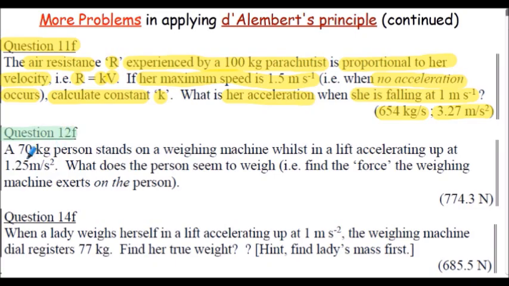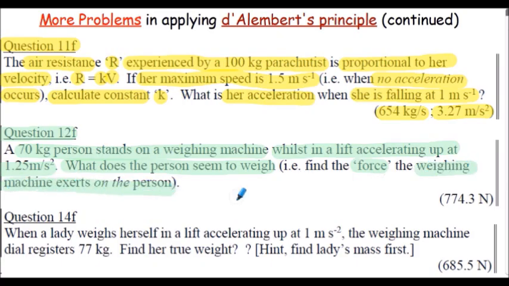Question 12f, a 70 kilogram person stands on a weighing machine whilst in a lift accelerating upwards at 1.25 meters per second squared. We've got to calculate what the person seems to weigh. In other words, we've got to find the force that the weighing machine exerts on the person. So again, you need to draw a free body diagram here and include on the diagram the force from the weighing machine on the person. That will be the effective apparent weight of the person. You can solve that using D'Alembert's principle. The answer is stated in the bracket here.